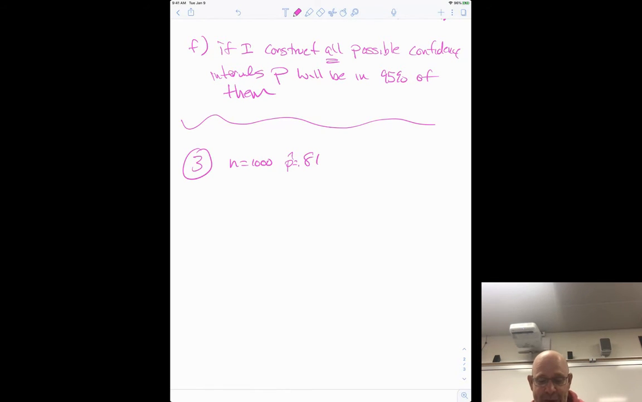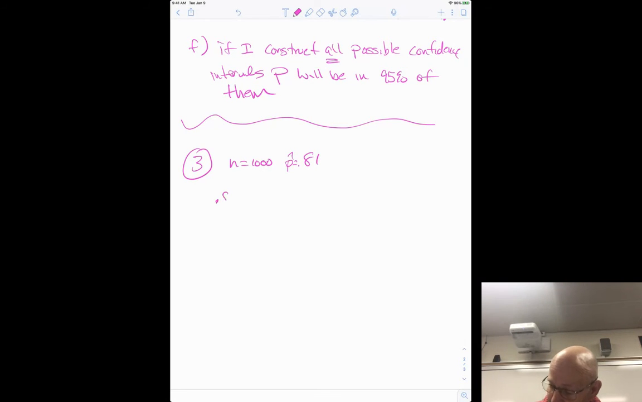If the sample was randomly selected, what can you say about the proportion of all adults? This was my sample. They're just asking you to find a confidence interval. Notice there's no percent given. Typically, if they don't give a percent, we will always use 95. It's the most common one.